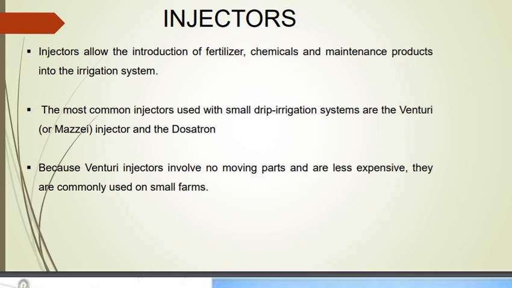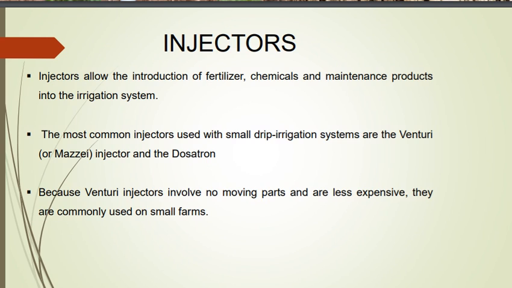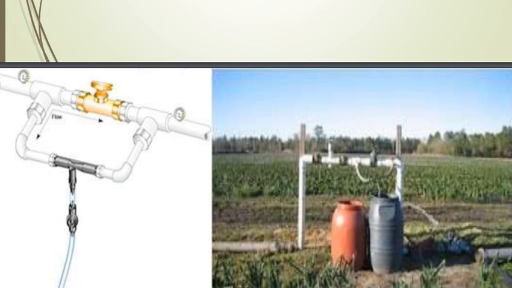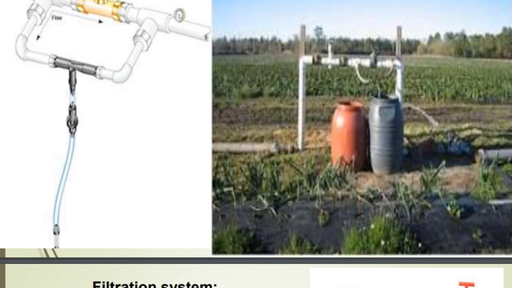Next one is the injectors. So injectors allow the introduction of fertilizers, chemicals and maintenance products into the irrigation system. The most common injectors used with small drip irrigation systems are the Venturi injectors and the Dosatron. Because Venturi injectors involve no moving parts and are less expensive, they are commonly used on small farms. So these are the Venturis.